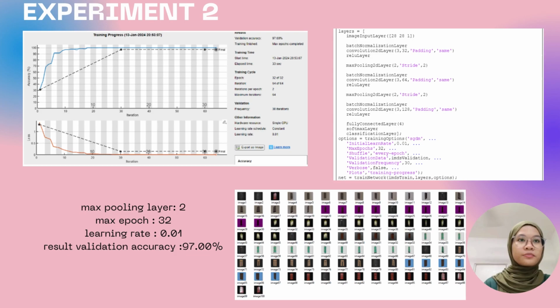Next, for experiment 2, the max pooling layer is 2, the max epoch is 32, the learning rate equals 0.01, and then we got 97.00% validation accuracy and it takes 33 seconds to complete the second experiment. The validation accuracy increased by 1% from the first experiment.